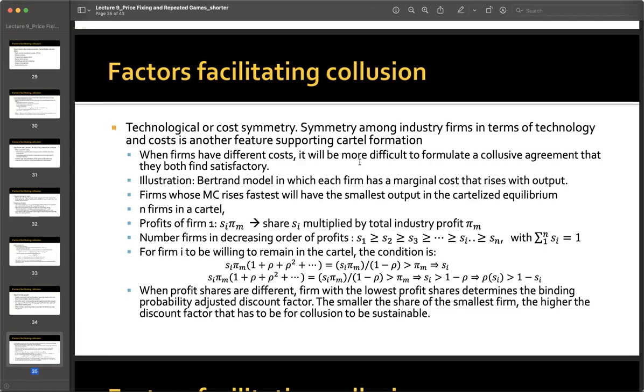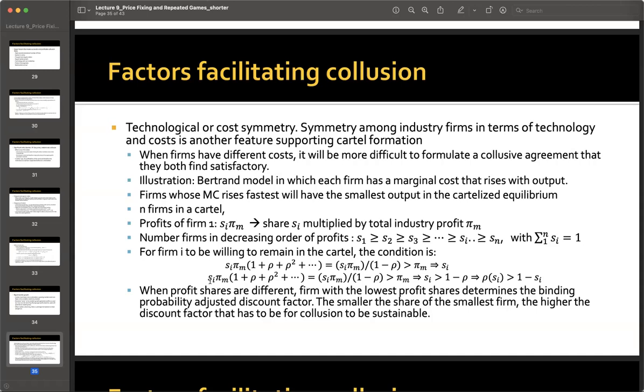So the profit of firm i is S_i π^M, the share S_i multiplied by total industry profit π^M. The firms are ordered in decreasing order of profits, so S_1 will be the highest and S_n will be the lowest, and all of the S's sum to 1. For firm i to be willing to remain in the cartel, the condition is S_i π^M times this infinite stream, which is equal to this, which we've already derived, must be greater than π^M, which is the one-time deviation.